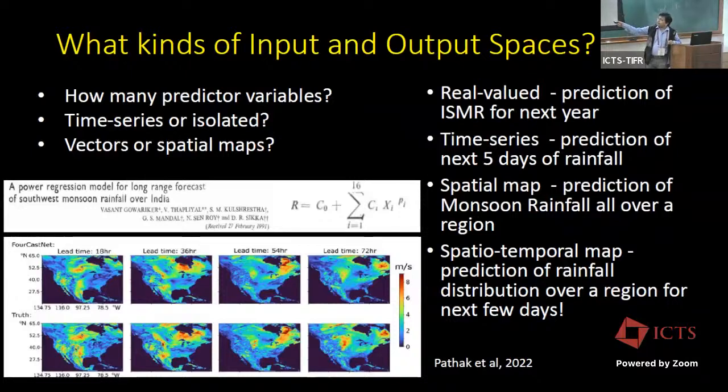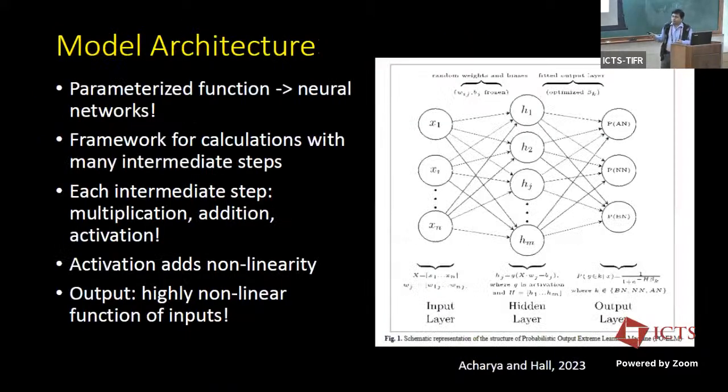Similarly, there can be different kinds of inputs also. Here 16 real numbers are the input, but it could also be that your inputs are spatial maps of some other variable which you think can be a good predictor for the monsoon, be it the sea surface temperature or whatever it is. So depending on what kinds of input you want to put in and what kind of output you expect, you can frame your problems and your model in different ways.